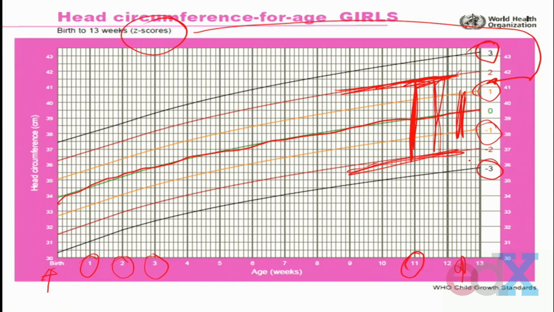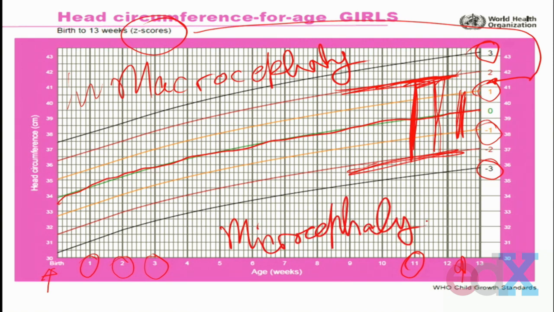And so what we could do is we could use this. So for example, if the head is too big, let's say we're up here, then that defines macrocephaly. So we're talking about macrocephaly. And down here would be microcephaly. So too small.